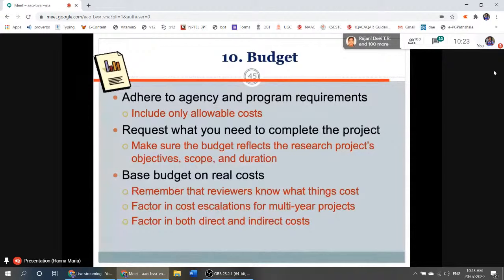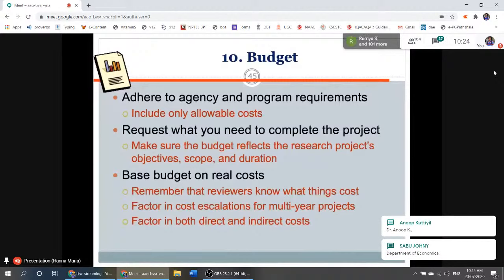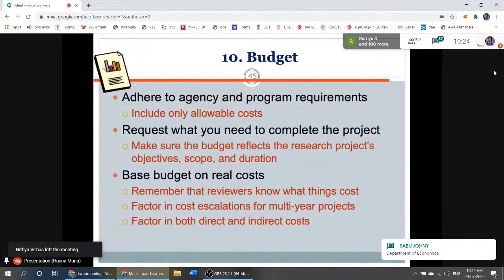Include only allowable cost. Make sure the budget reflects research projects, objectives, scope and duration. I remember once I went to DST and asked for a differential scanning calorimetry, but they refused to give me that. They said, no, this is not required for this project. You have to really substantiate. Then I had to buy a polarizing optical microscopy. Then I said, if this is not allowed, I'm really interested to have a polarizing optical microscopy. That was a requirement for the project.